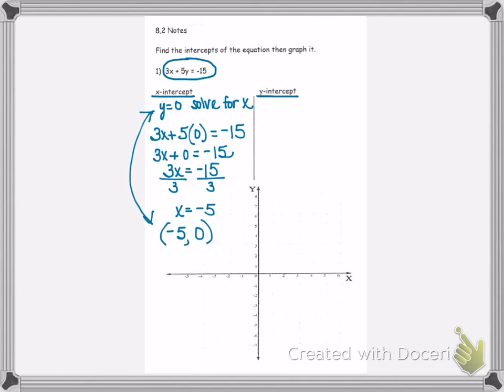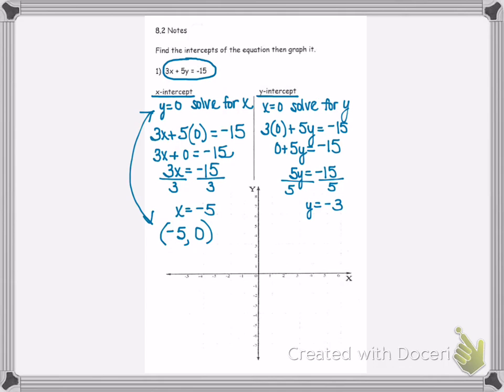Now we're going to do the same kind of process over here for the y-intercept, but this time we're going to make x equal to 0, and we're going to solve for y. So I'm finding that when I plug in 0 for x, y is equal to negative 3. And this also represents an ordered pair. This represents 0, because that's what we plugged in for x, comma negative 3, because that's what we got for y.